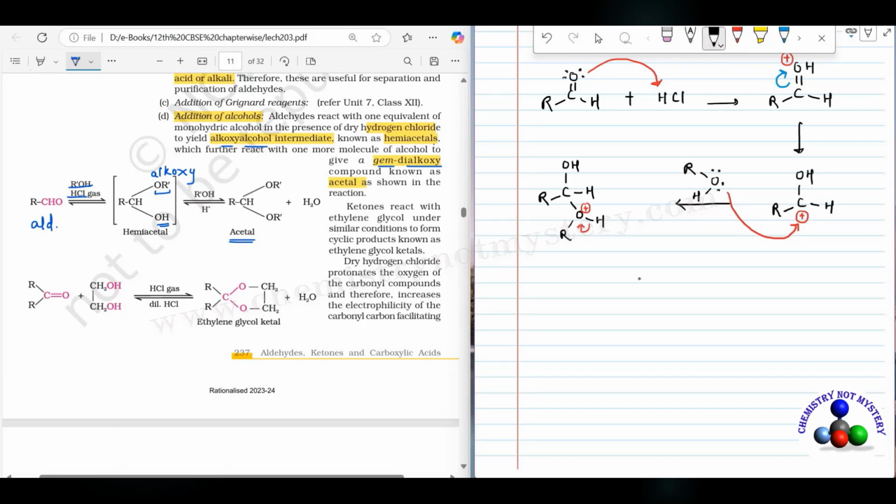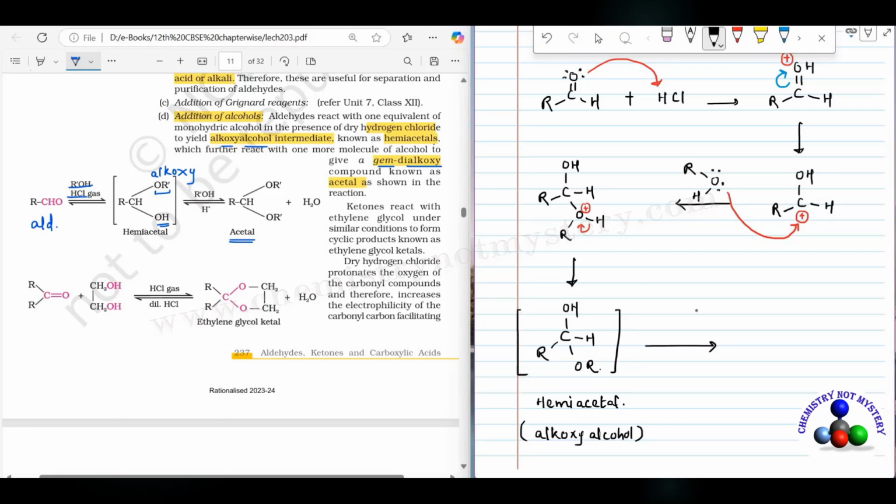So here you will get C, it is bonded to R, and here there was OH, here it is bonded to H, and now here it is bonded to OR. So this is the hemiacetal. Hemiacetal, this is alkoxy alcohol. So this is an unstable intermediate.